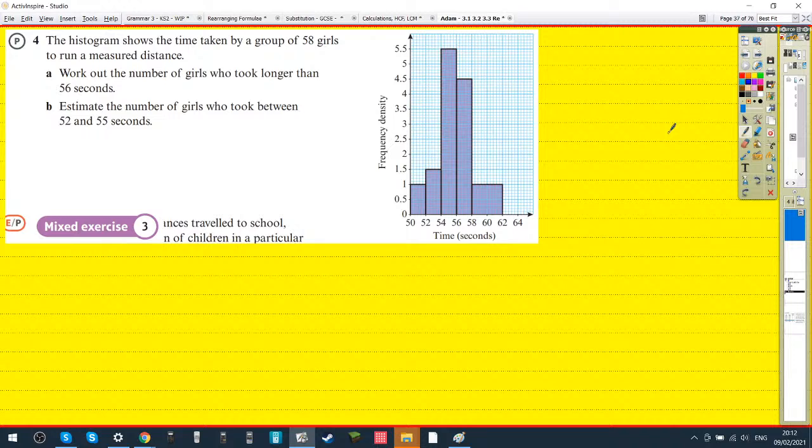So would you get all the frequency densities first? You mean all the frequencies, is it? Well, no, because in the graph it says frequency density would be 4.4 for 56 to 58. Oh, I see what you're saying. Okay. So longer than 56 seconds.